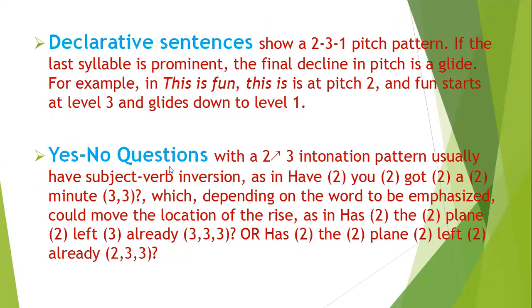Now we move on to yes-no questions. With a 2-3 intonation pattern, they usually have subject-verb inversion, meaning there's an inversion of the subject and the verb. For this one, the example is "Have you got a minute?" We are using number 2 pitch, which is middle. So it's middle, middle, middle, middle, and then for "minute," that's already number 3, high.